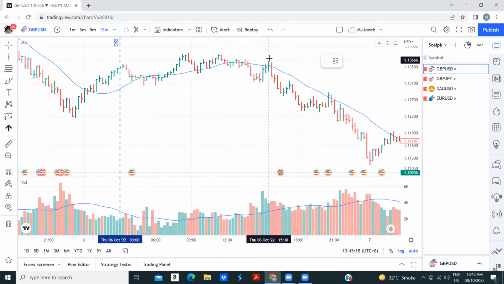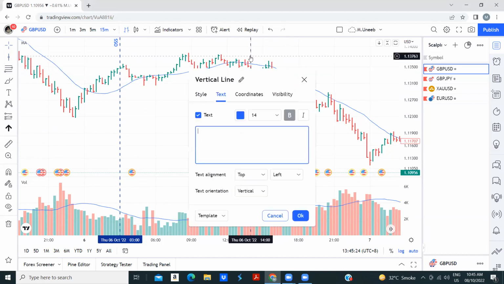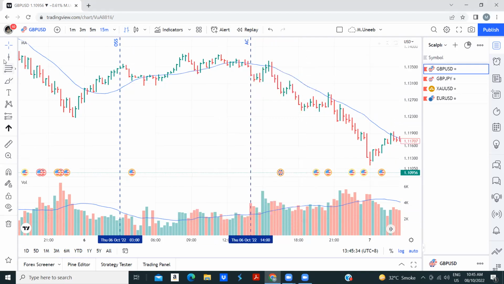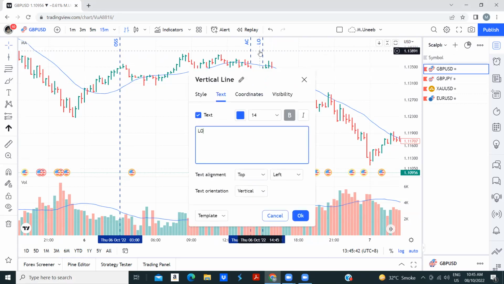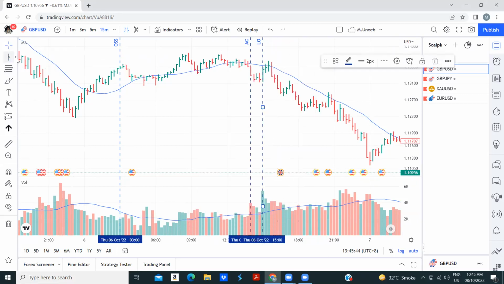The second step is you mark down the Asian close. Okay. Asian close, which is AC. And then we have what? London Open. And then we have what? New York Open.